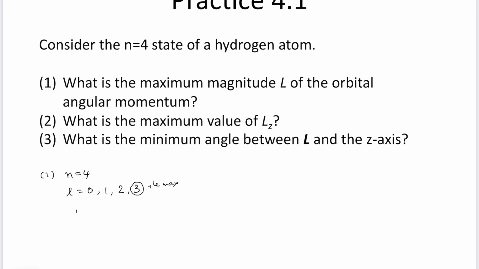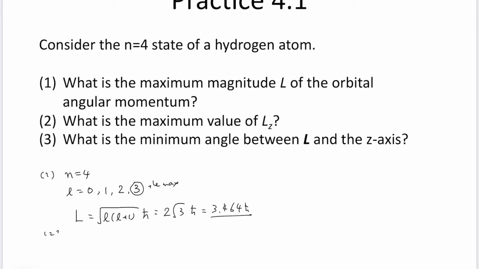So the angular momentum is the square root of L times L plus 1, times h bar. So it becomes 2 square root 3 h bar. It's 3.467 h bar. This is the answer to the first question.